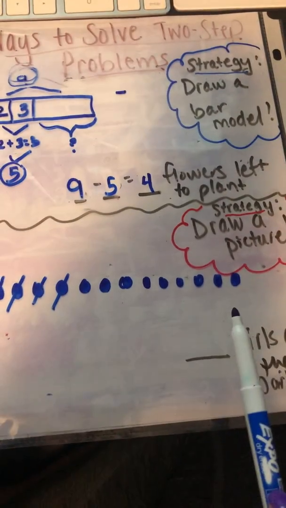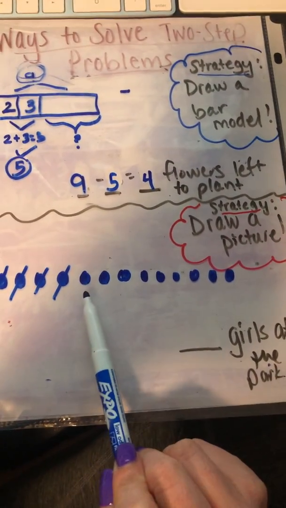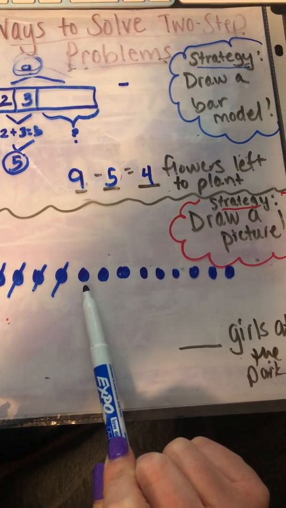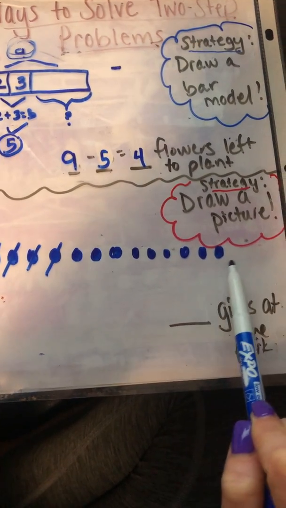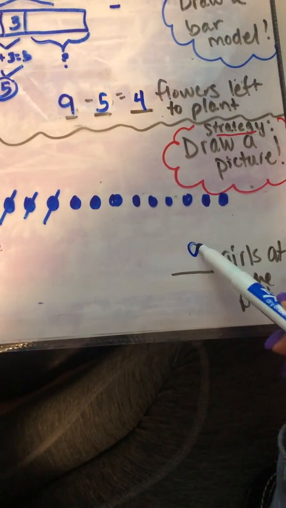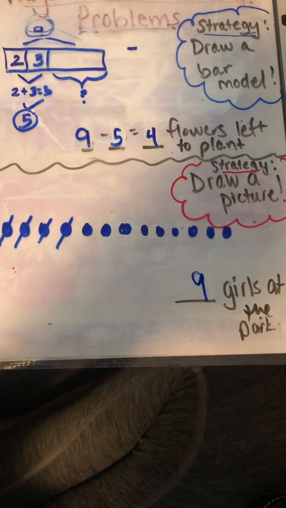Now that I've used the strategy, drawing the picture, this is going to be easy to solve. I can count how many dots I have now. 1, 2, 3, 4, 5, 6, 7, 8, 9. So 9 girls are at the park.